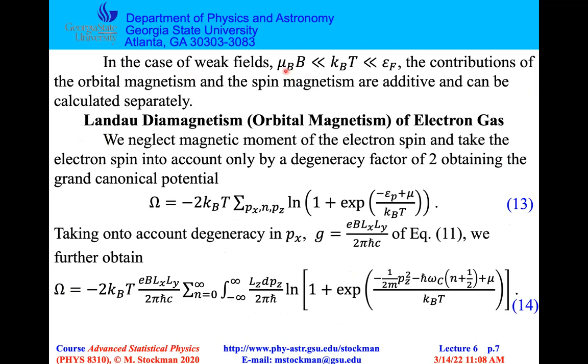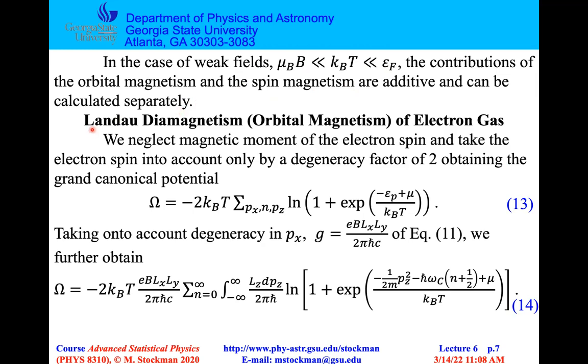In the case of the field, the magnetic field energy is the smallest of 3 energies. This is the classical energy and the quantum mechanical energy, epsilon Fermi. And the fourth is characteristic of weak perturbation. They're additive. They cannot come in product because they're the next order of smallness. So the contributions of the orbital magnetism and the spin magnetism are additive and can be calculated separately. So when we calculate orbital magnetism, we forget about spin. That's the energy associated with spin. We forget about it and consider the system simply degenerate in spin.